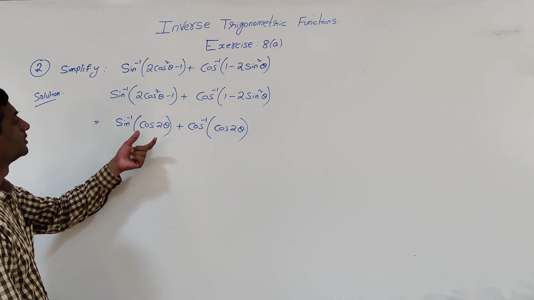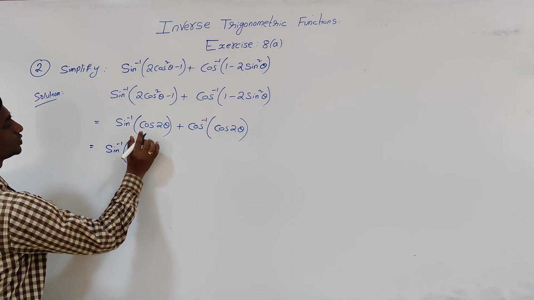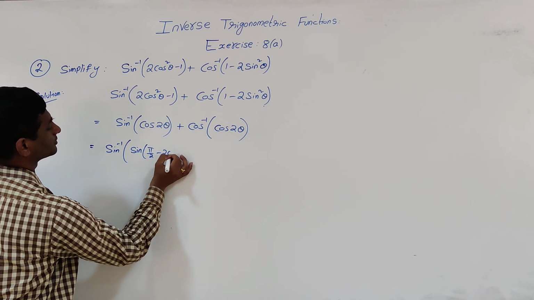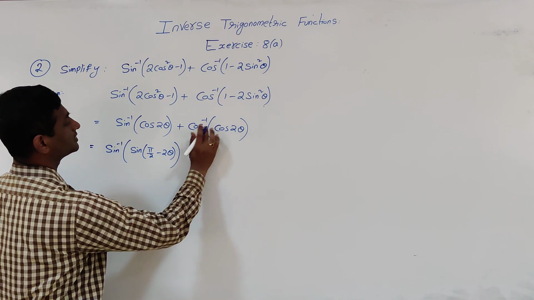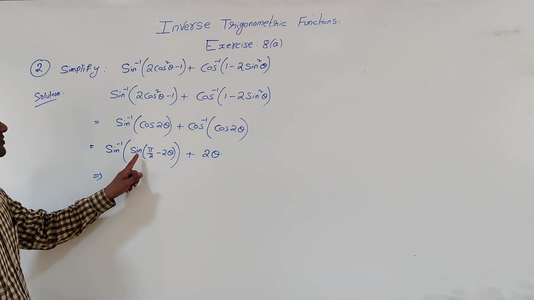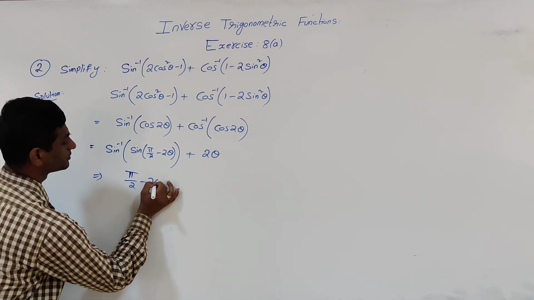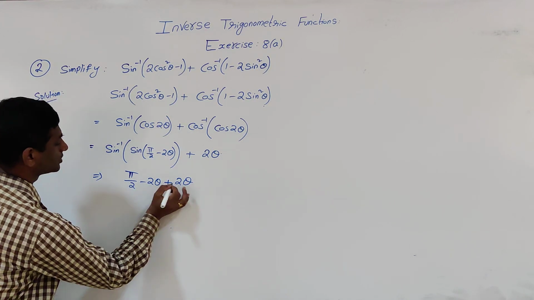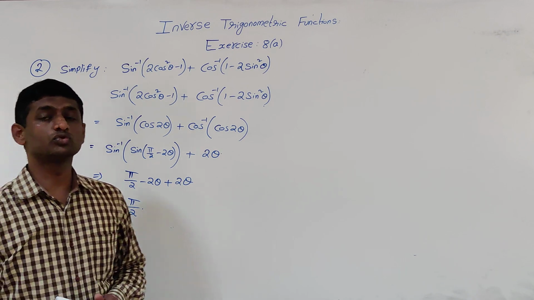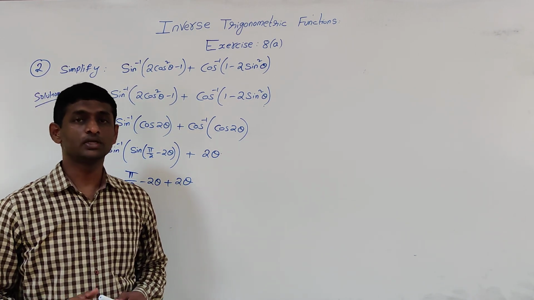Or directly, we can say sin inverse of cos 2 theta means sin inverse of sin of pi by 2 minus 2 theta, plus cos inverse of cos 2 theta is 2 theta. And sin inverse of sin of pi by 2 minus 2 theta will be pi by 2 minus 2 theta, plus 2 theta. So 2 theta will get cancelled, so it will be pi by 2. So sin inverse of 2 cos square theta minus 1 plus cos inverse of 1 minus 2 sin square theta is always pi by 2.